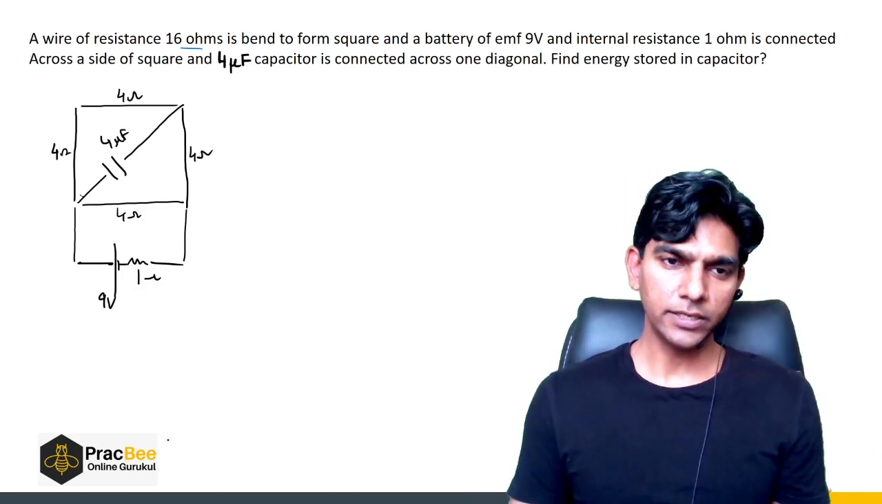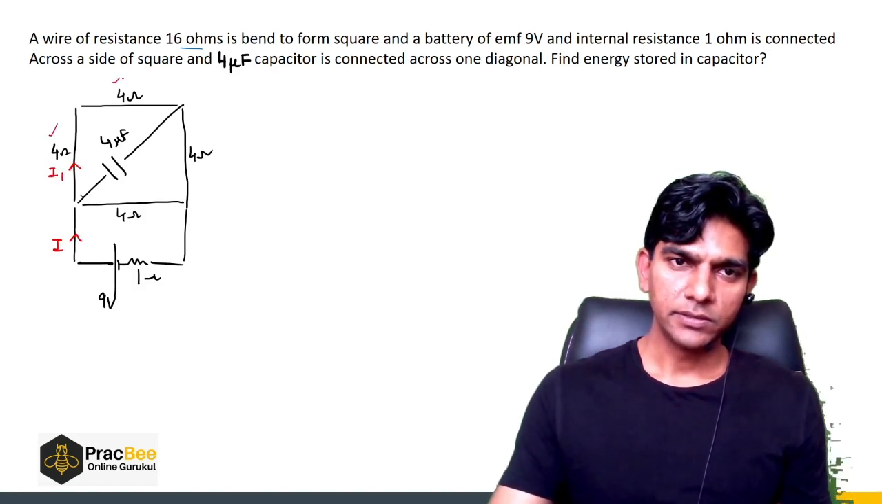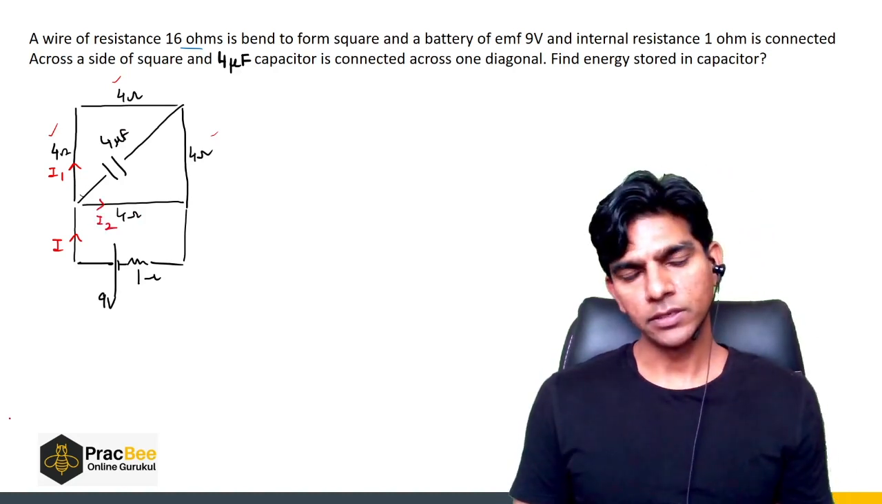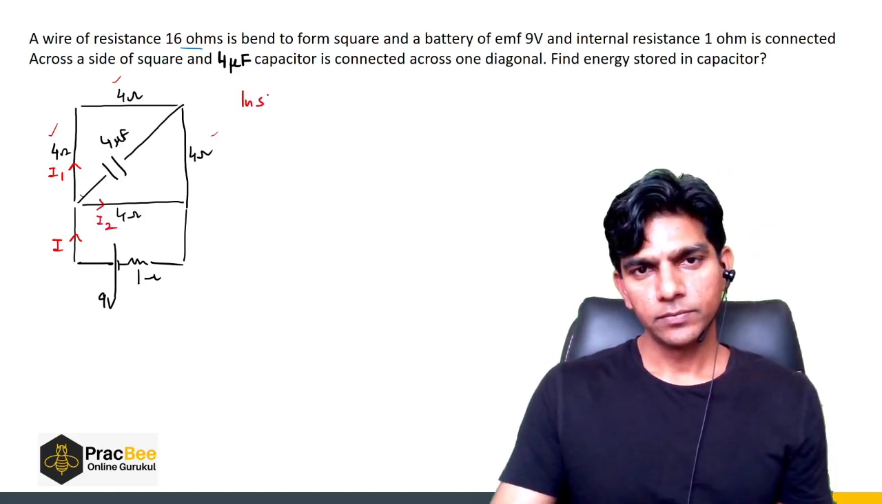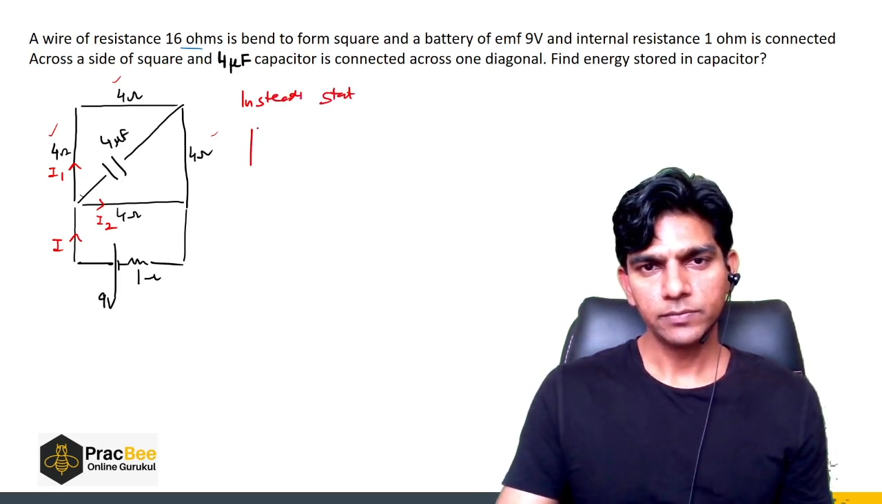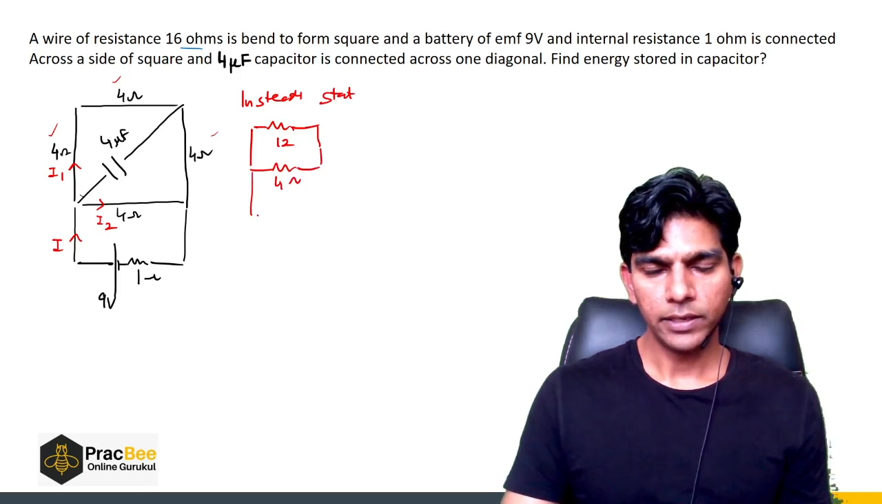So in steady state, there will be no current in the capacitor branch. So if the current I is coming, some part will go through these 3 resistors which are in series, and say I2 will go through this resistor. So in steady state, I can say this is the circuit diagram. We have 12 ohms and 4 ohms in parallel, and there is a battery with internal resistance 1 ohm.